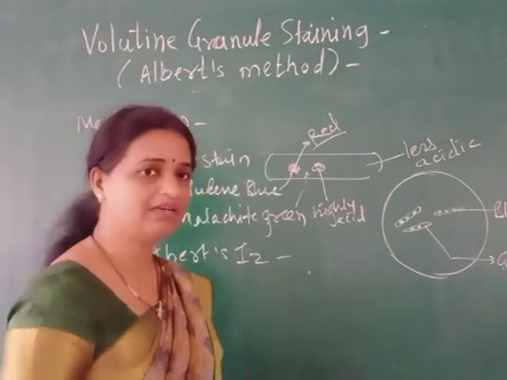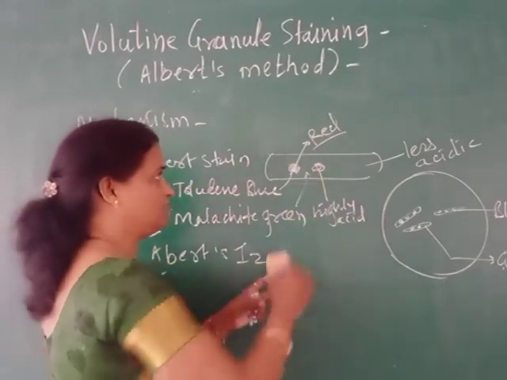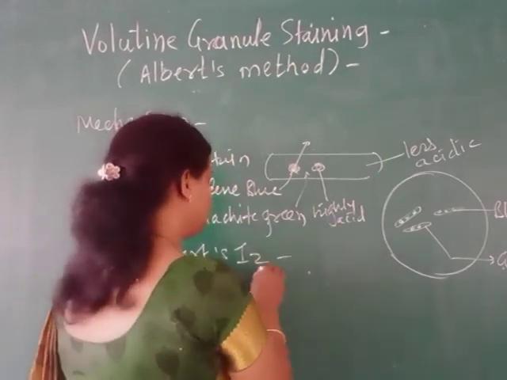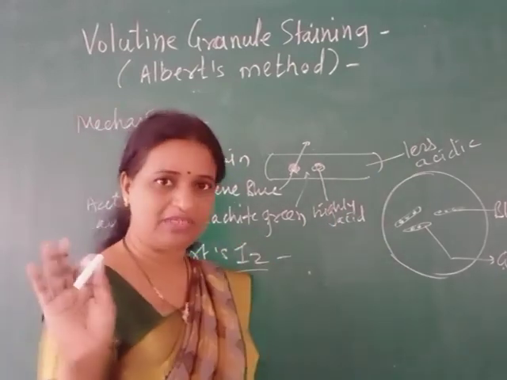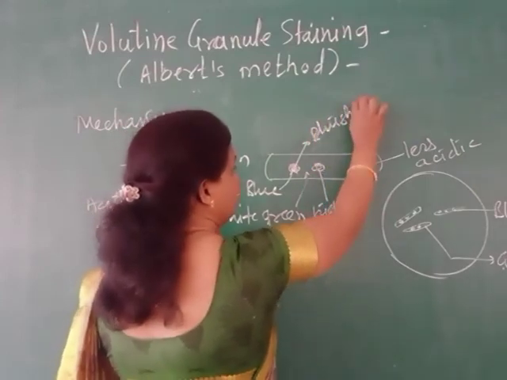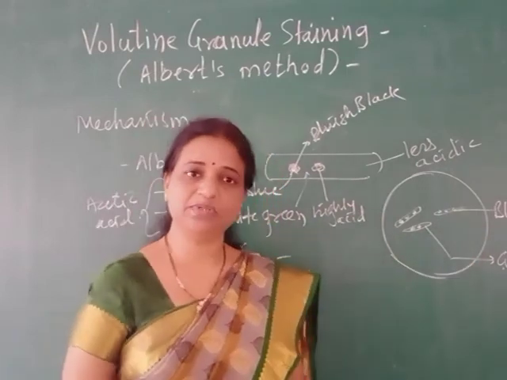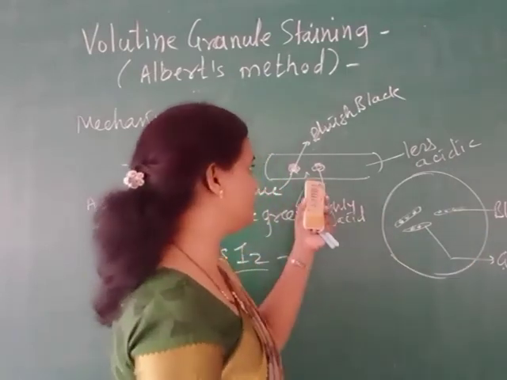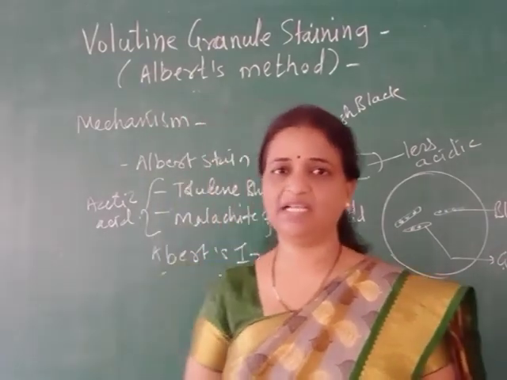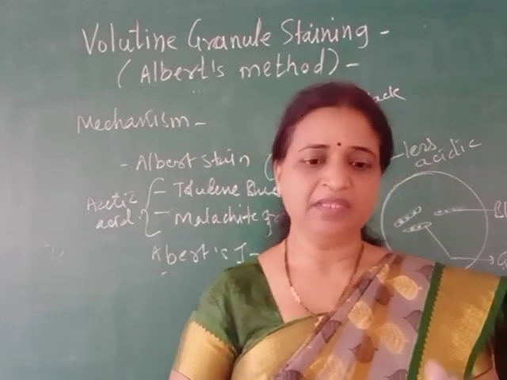Due to the addition of Albert's iodine during the second step, the metachromatic property is lost; we cannot observe it because of Albert's iodine. The metachromatic property is lost and the granules become dark bluish black. So we will get bluish black granules and green cytoplasm under the microscope. That is the simple mechanism behind Albert's method, and by using this method we can easily observe the volutin granules.